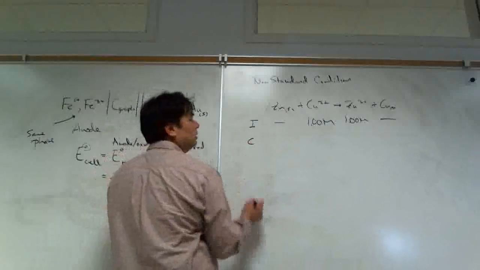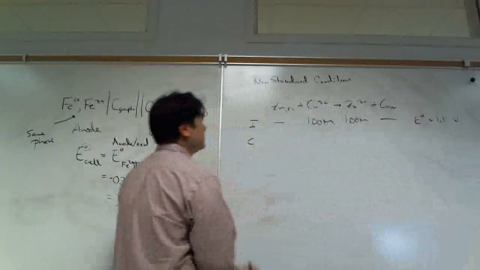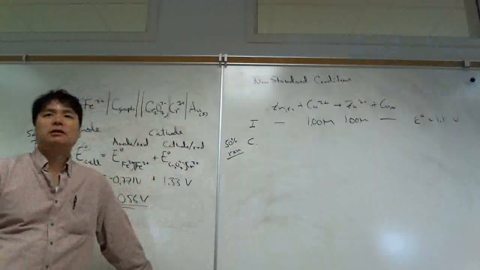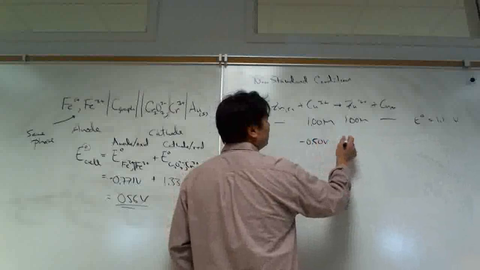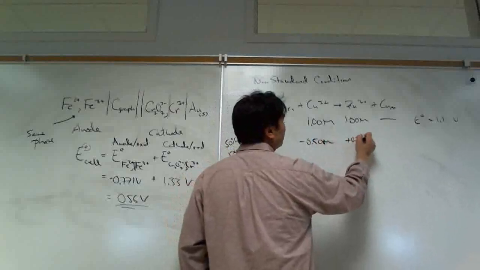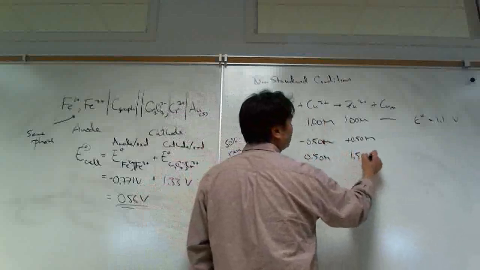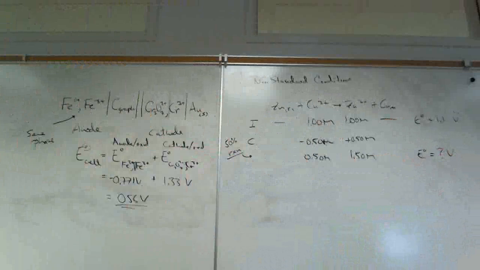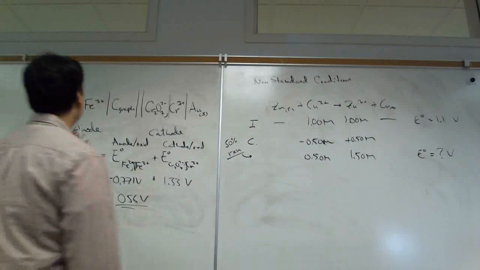Okay, let's do a change. You know, because I know the voltage here. The voltage is 1.1 volts, let's say. And let's say 50% reaction. If I had 50% reaction, how much do I lose? Half of it. And so I'm going to go minus 0.50 molar, plus 0.50 molar. And so at 50% reaction, I'm going to have 0.50 molar and 1.50 molar. And what is my voltage? Did the voltage stay the same? Did it go down? It went down. Sure, it went down. And so we need to figure out how much it went down.